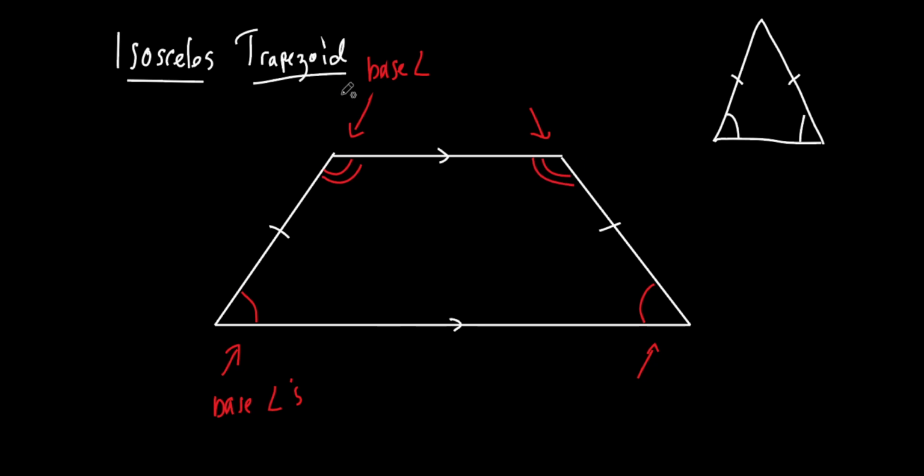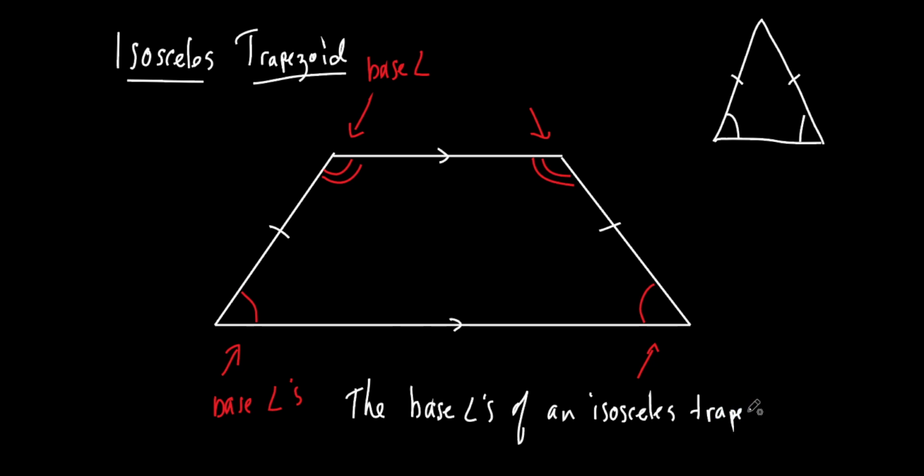So we have a theorem that says that the base angles of an isosceles trapezoid are congruent. Let's write that down. The base angles of an isosceles trapezoid are equal. I'll just put the equal sign. Or you could say congruent. Same thing, basically. Not exactly, but it's close to the same thing.